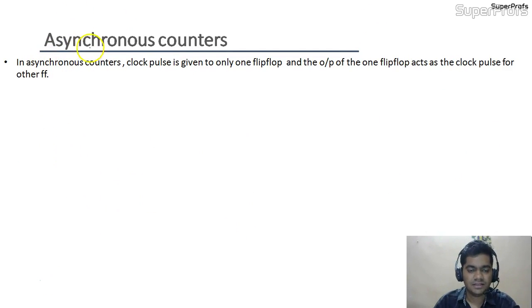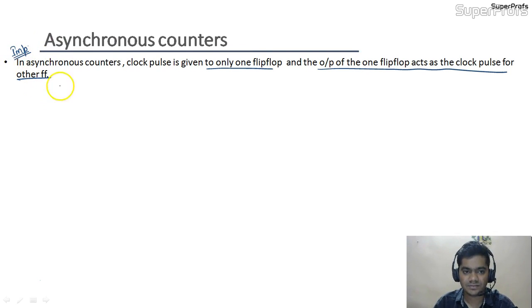Now let's start with asynchronous counters. In asynchronous counters, the clock pulse is given to only one flip-flop, and the output of one flip-flop acts as the clock pulse for the other flip-flops. So this is a very important point from the construction point of view and to understand its working. To understand asynchronous counters, we are taking one example with two flip-flops, and using them we are going to understand the working of asynchronous counters.